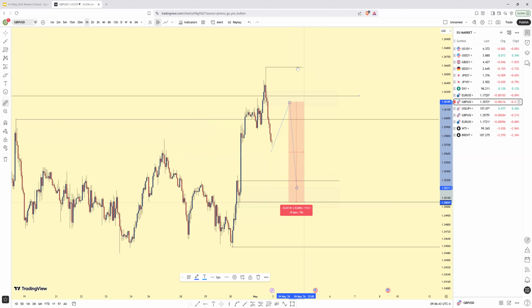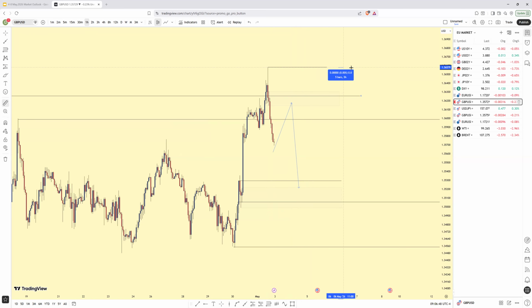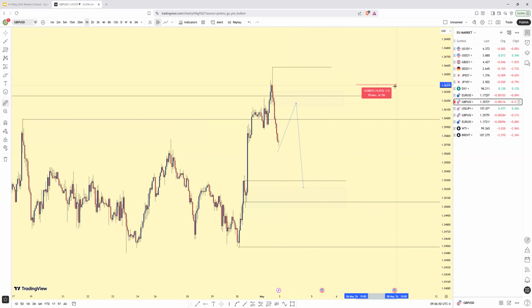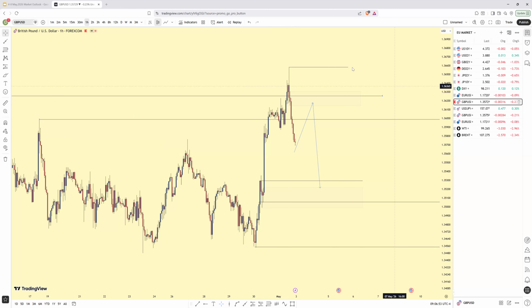All right, so this is the level, and this is the major resistance zone for the week since we are selling.